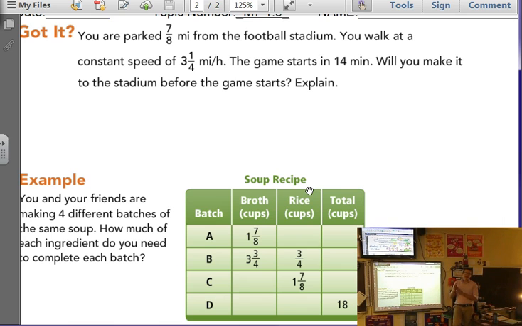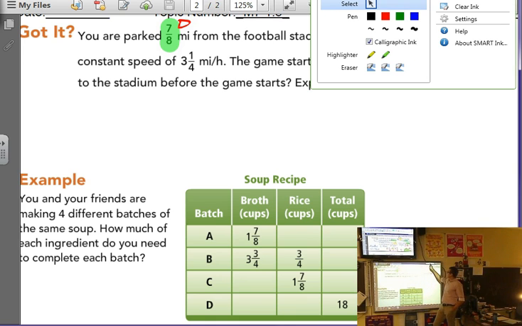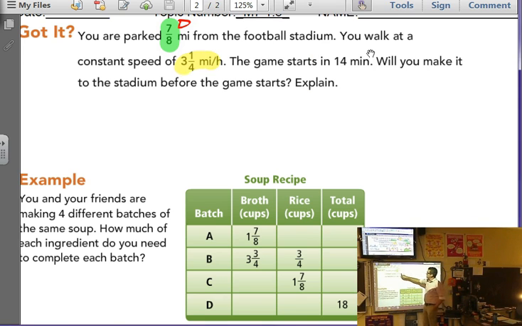So I have relented to the fact that we will not get to 2-1 today. We'll just put 2-1 on tomorrow and start chapter 2 then. So I want you guys to try this on your own. You are currently parked 7/8 of a mile away from the football stadium. That, would it be a distance, a rate, or a time? That's a distance.